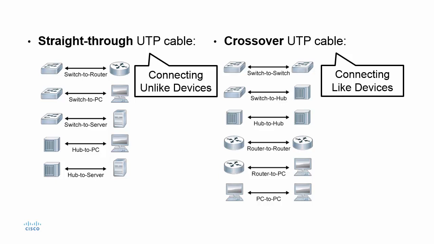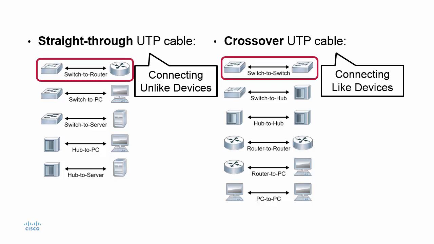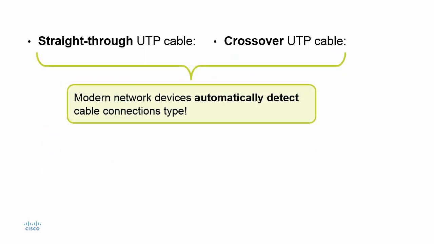Well, if you want to connect a switch to a switch, you should use a crossover cable. But if you want to connect a switch to a router, you should use a straight-through cable. However, you don't have to worry about this much with most modern network devices. They automatically detect which cable connection type they need, and they have an appropriate connection configured.